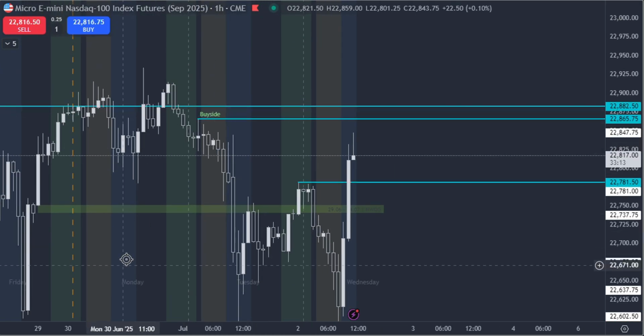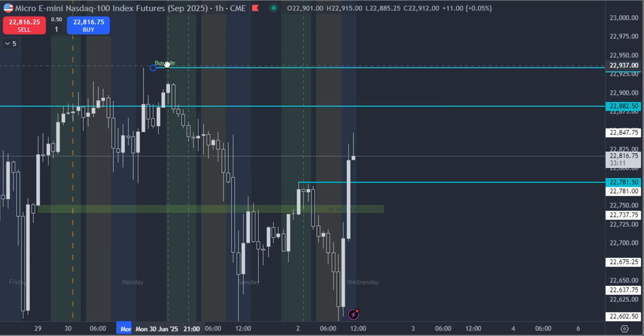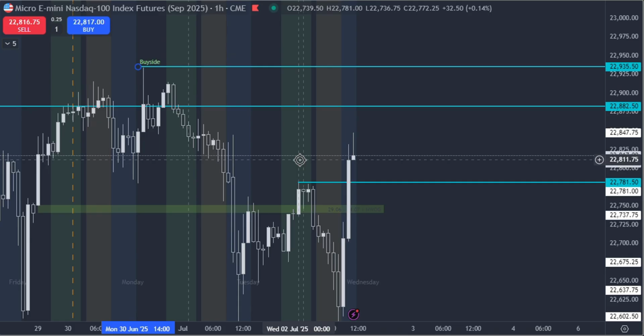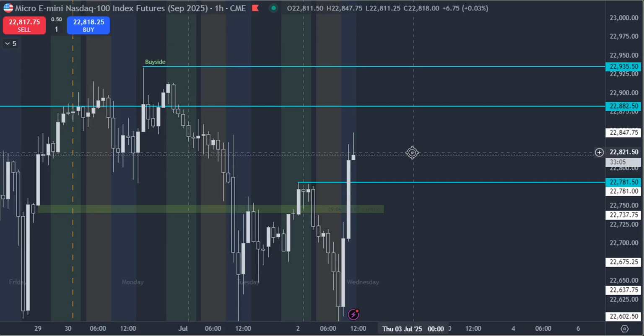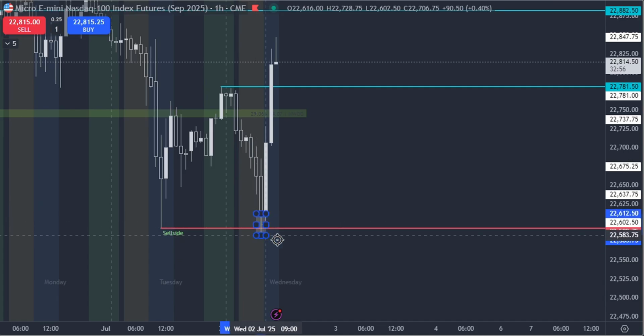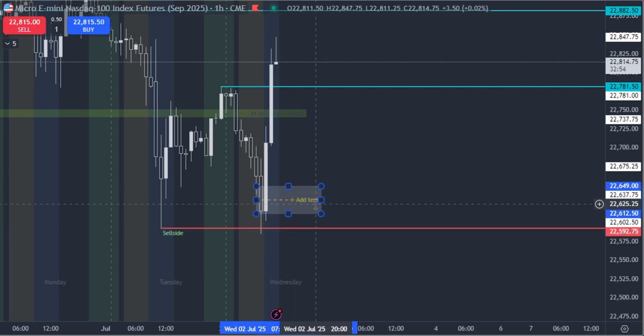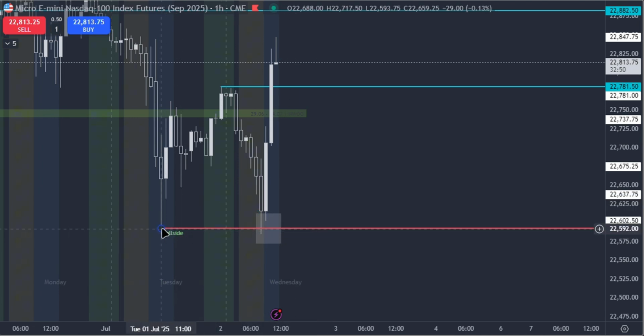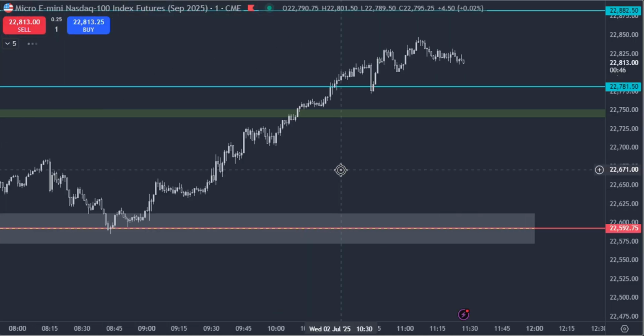Or you can even look at Monday. Monday, if you want to target Monday session, Monday previous day high, right? So let's just look for example here. All right, we swept the previous day high. Let's zoom in so we can look at.